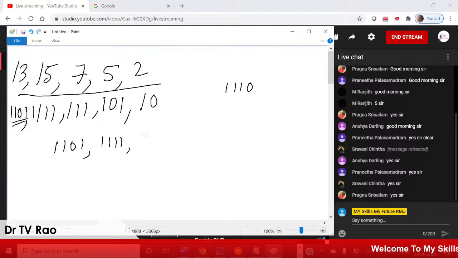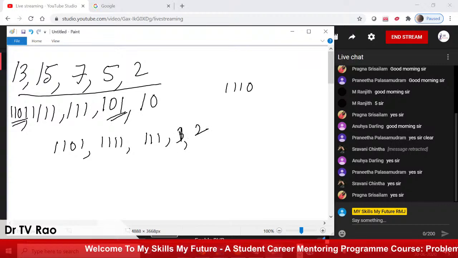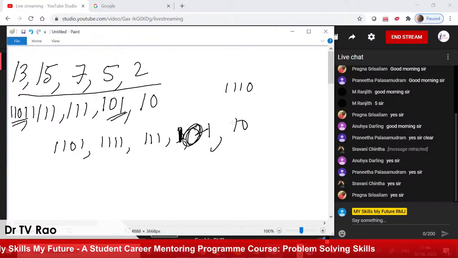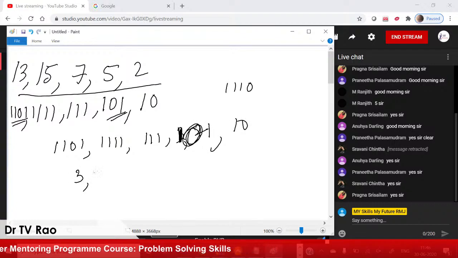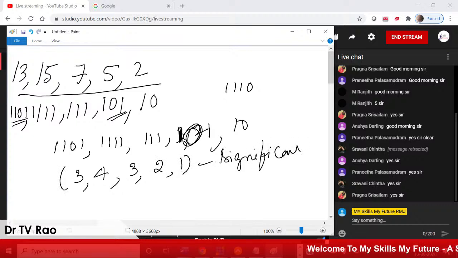15 is 4 ones, 7 is 3 ones, 5 is 3 ones, this is 2 ones. Okay, 3, 1 0 1, 1 0 1 and 1 0. Okay, so 3 4 3 2 1, these are the number of significant bits in each number.